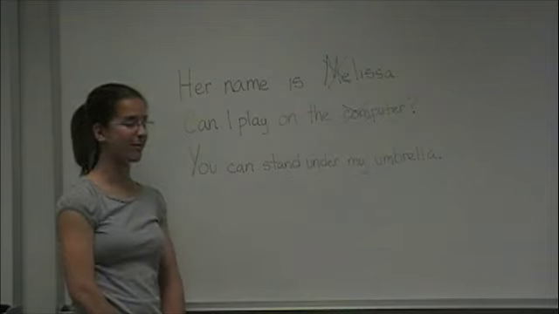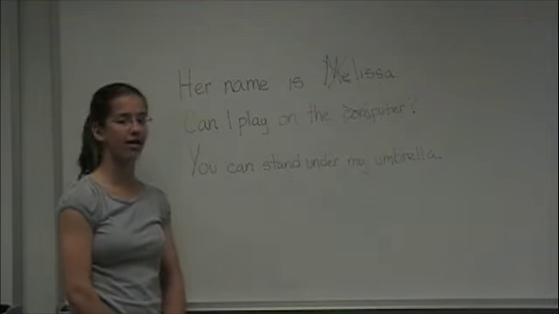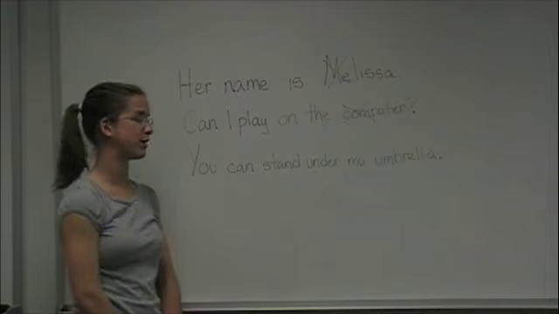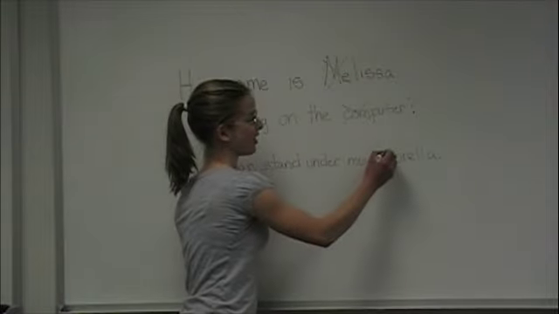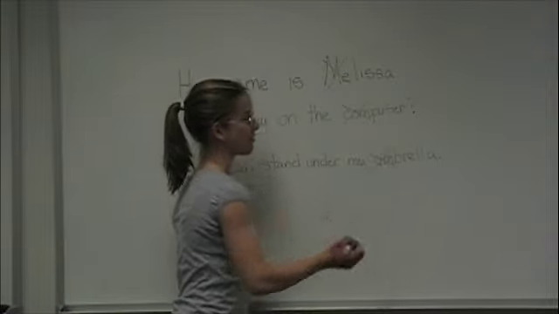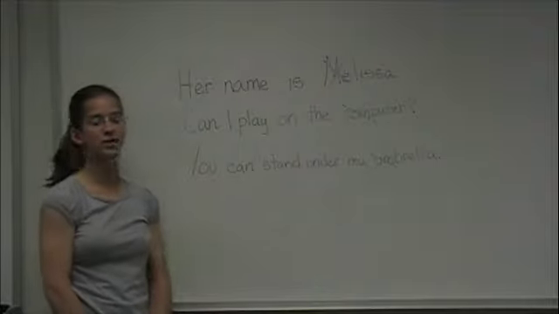In the final example, you can stand under my umbrella. The word umbrella is a weak, strong, strong syllable pattern. The child would omit the um and say, you can stand under my brella.